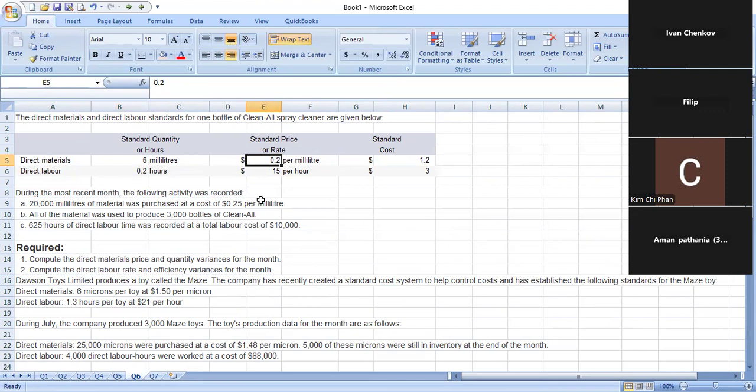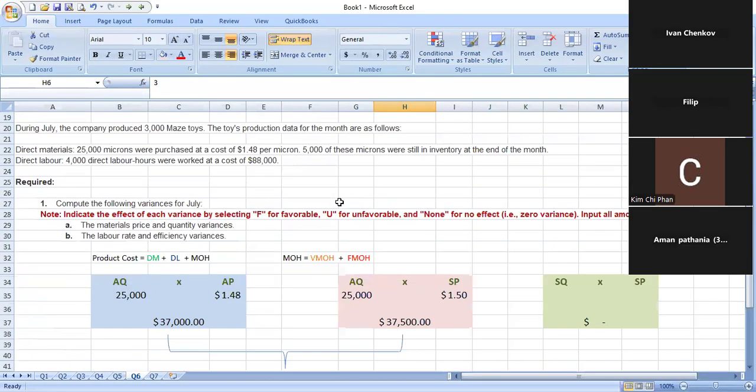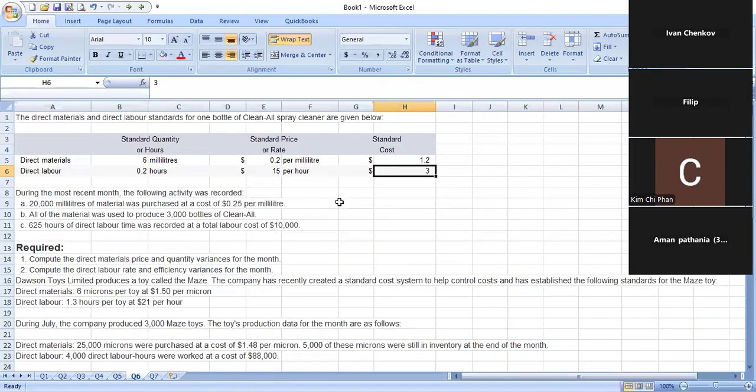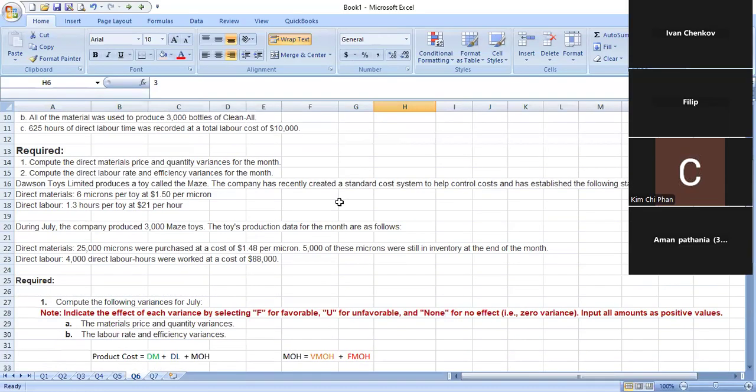Standard price per two millimeter questions. This is about a clean all spray, and the one we are doing is for the Dawson toys. There are two questions, I believe. Right, there are two questions. Yes.